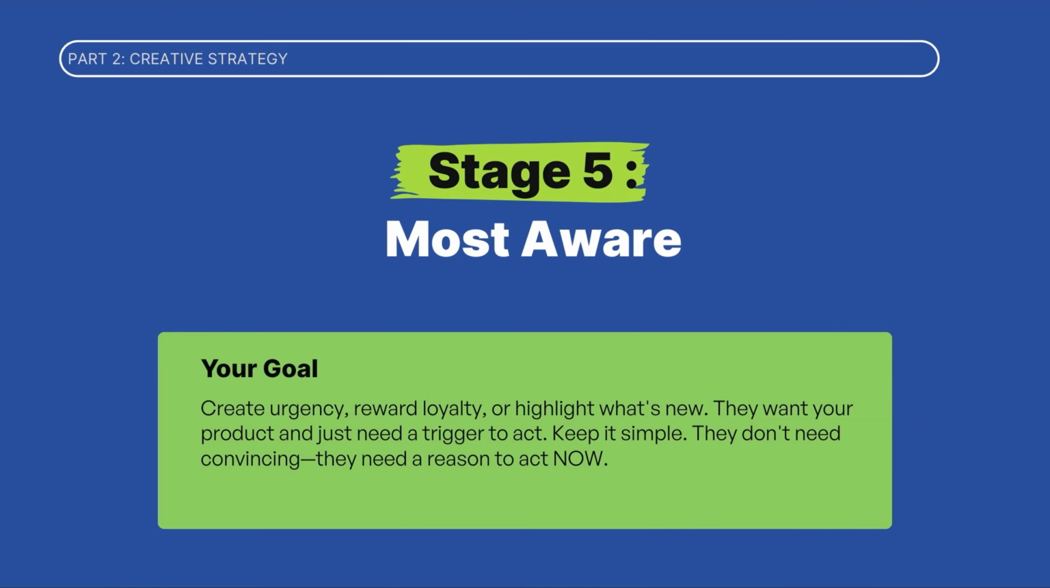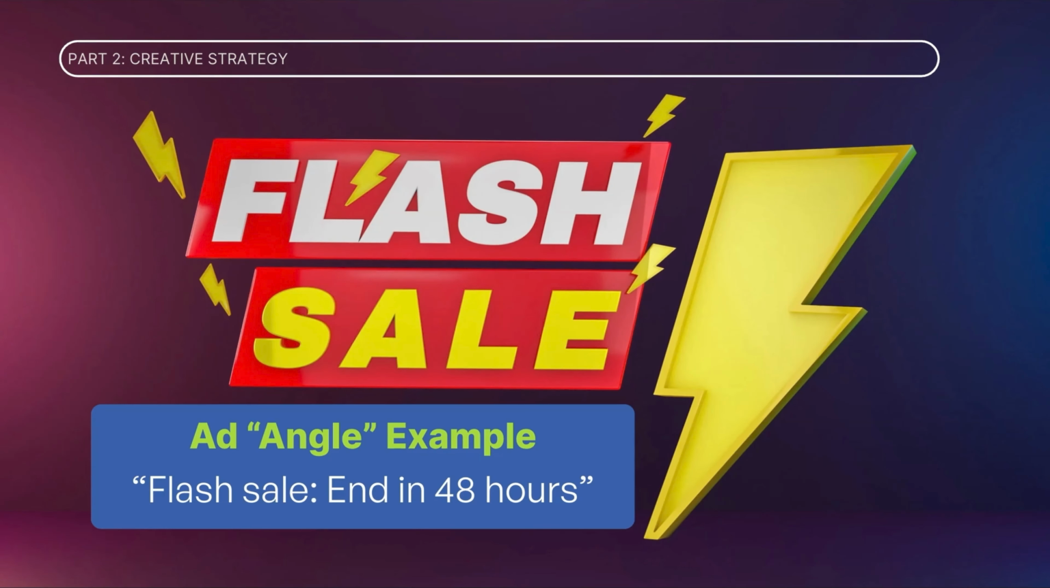Stage 5, the most aware. They know your product and have probably tried it before. They're just waiting for the right time to pull the trigger. So, your goal is to create urgency, reward loyalty, or highlight what's new. They want your product and just need a simple trigger to act. Keep it simple. They don't need much convincing. They only need a reason to act now. Here are some ad examples.